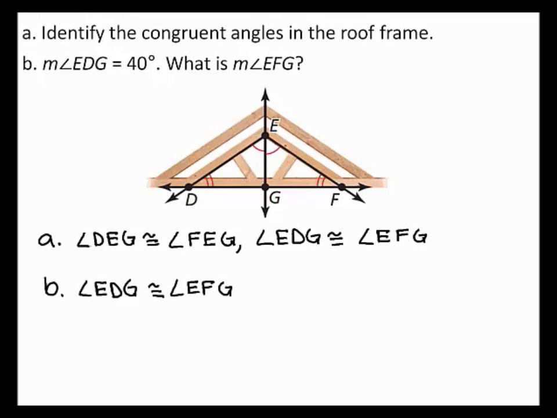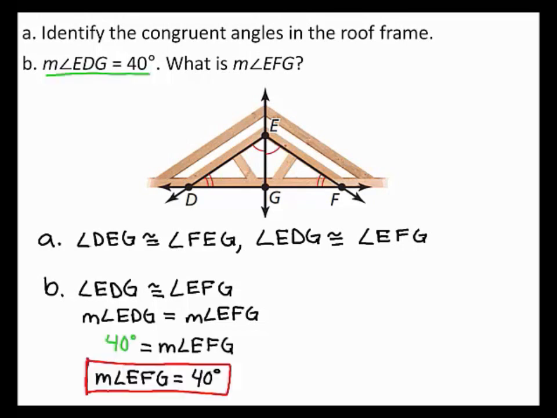So, by the definition of congruent angles, the measure of angle EDG equals the measure of angle EFG. You are told that the measure of angle EDG is 40 degrees. Therefore, the measure of angle EFG is 40 degrees as well.